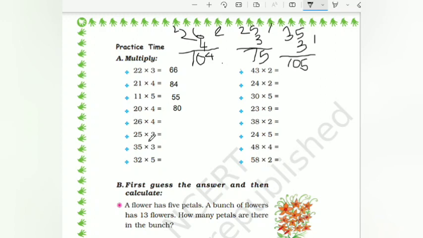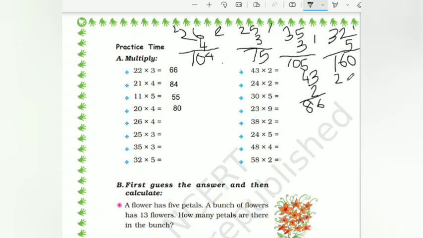Next one. 32 multiplied by 5. 5 into 2, 10, 0, balance 1. 5 into 3, 15, plus 1, 16. 43 multiplied by 2. That is 43 given here. Multiplied by 2. How much? 3 into 2 is 6. 4 into 2, 8.